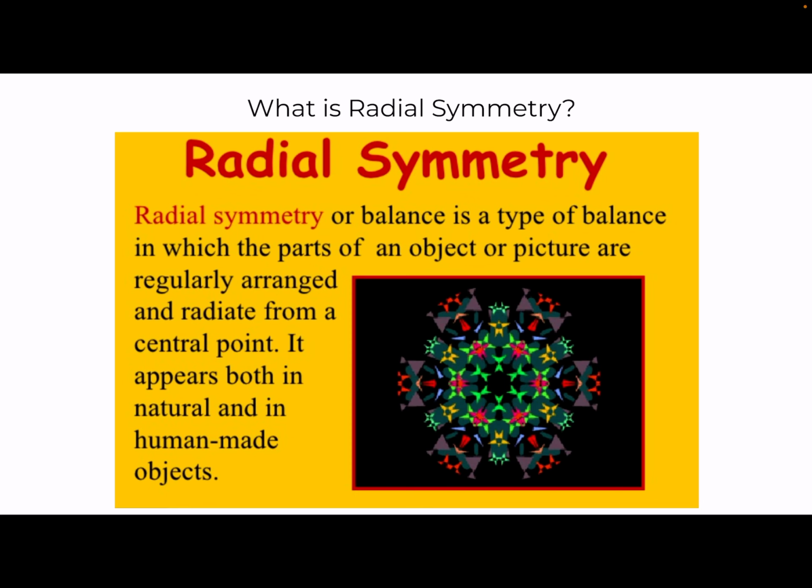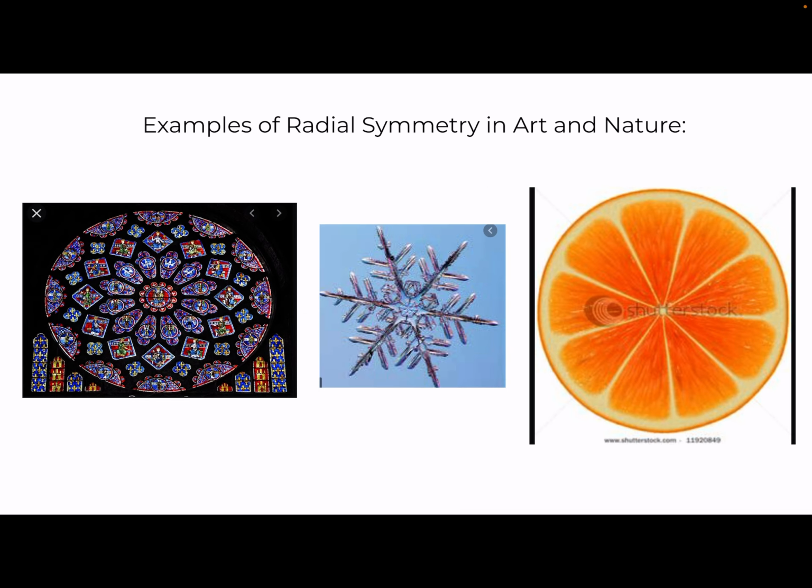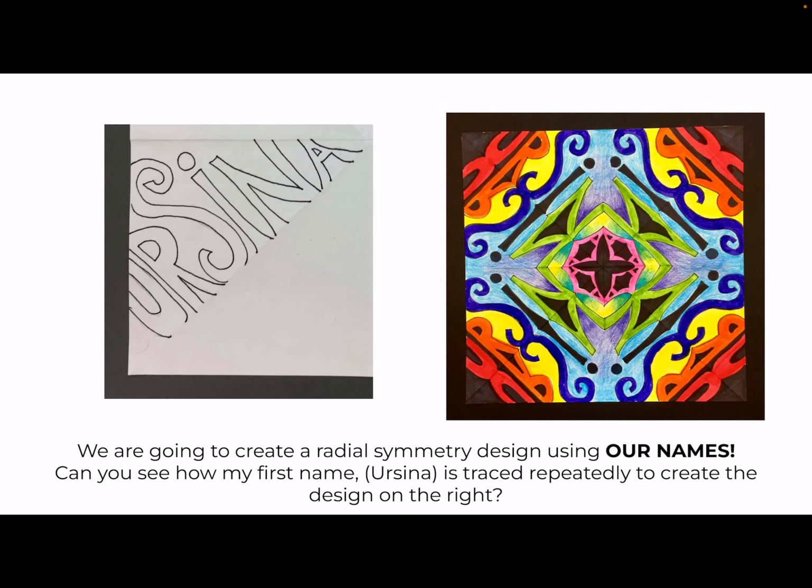Today, I want to talk to you a little bit about radial symmetry. That's where the parts of an object or a picture are arranged so that they radiate from the center, or a center point. Here are some examples of radial symmetry in art and nature. Think of a snowflake or an orange, these big stained glass windows, and you're going to make something similar to this today using your name.